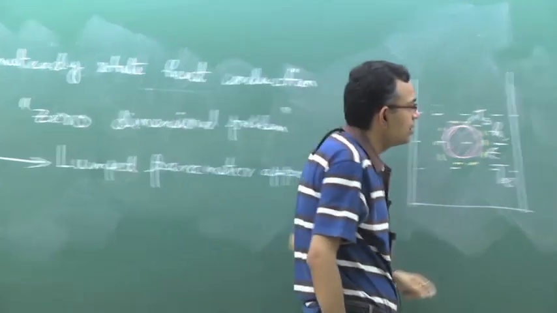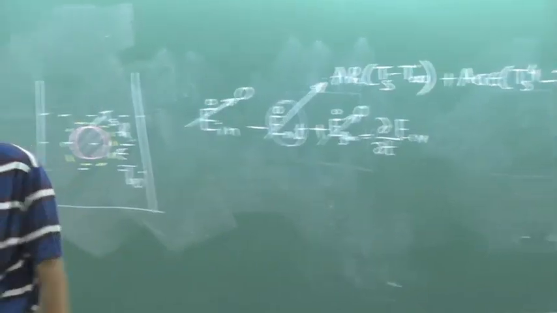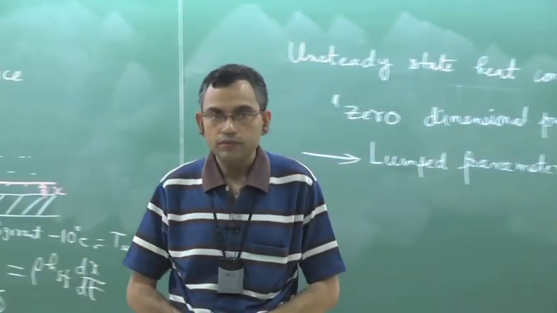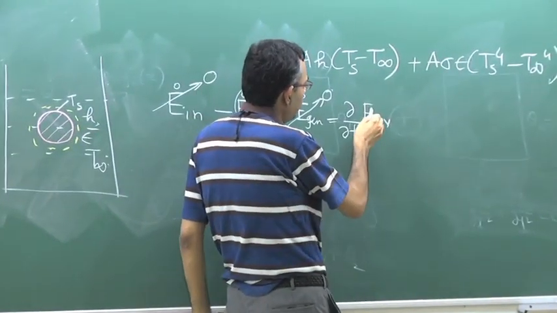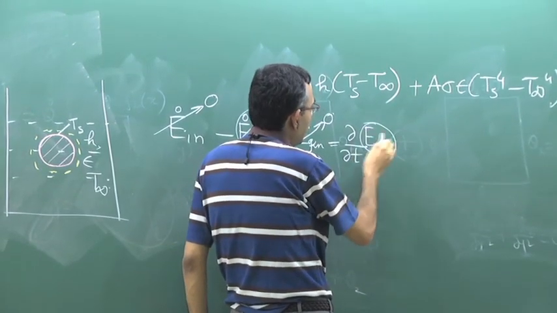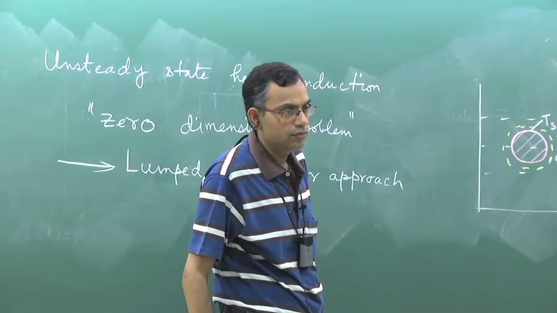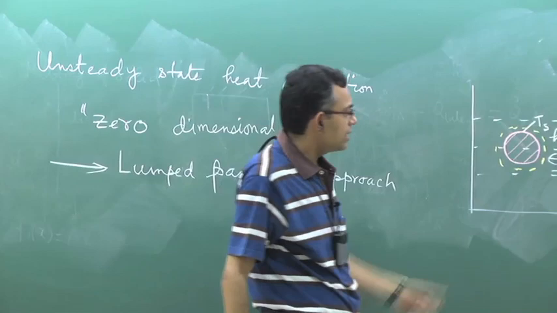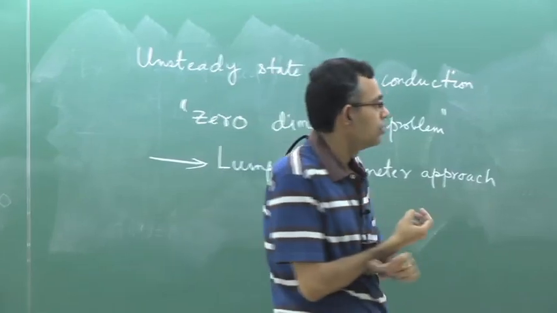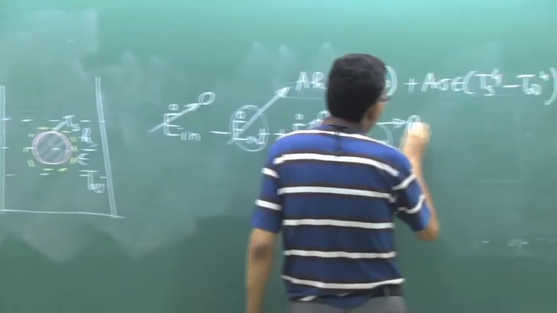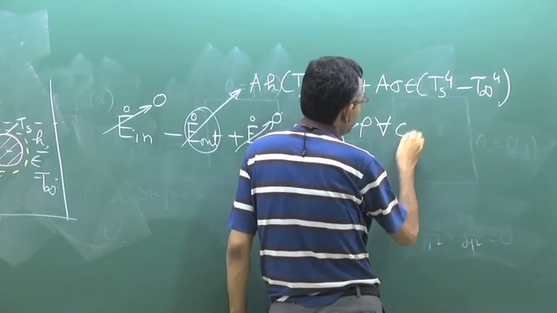What is energy generation? There is no energy generation in this case, but I will work out a problem in the class where there is energy generation. Now, what is the energy of the control volume? This is a solid one, so it is internal energy, that is rho into the volume, this is the mass, into c into T.